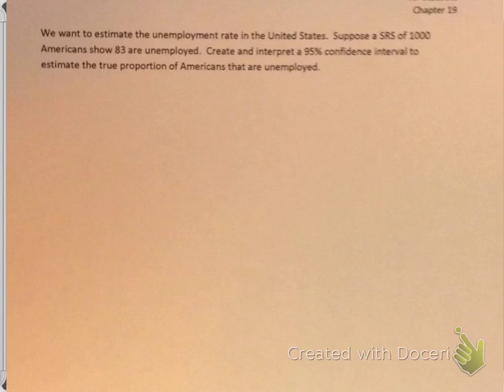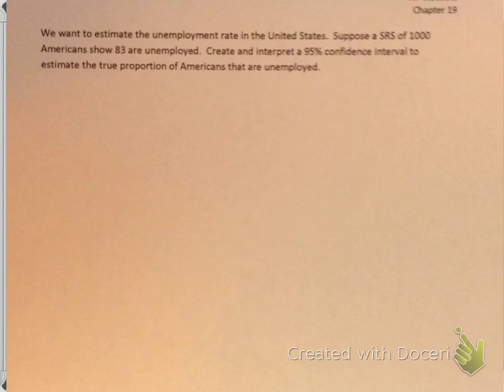Full-blown confidence interval. So we want to estimate the unemployment rate in the United States. Suppose a SRS, remember SRS is a simple random sample. That's nice. We like that. That helps with the conditions. Of 1,000 Americans showed 83 are unemployed, create and interpret a 95% confidence interval to estimate the true proportion of Americans that are unemployed.